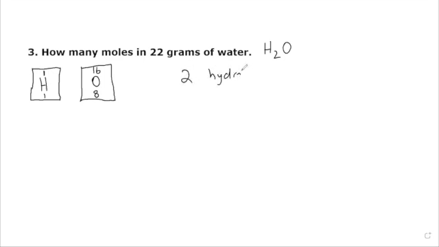Now the formula for water tells me that there are 2 hydrogens because there is a little number 2 after the hydrogen, and there is 1 oxygen.